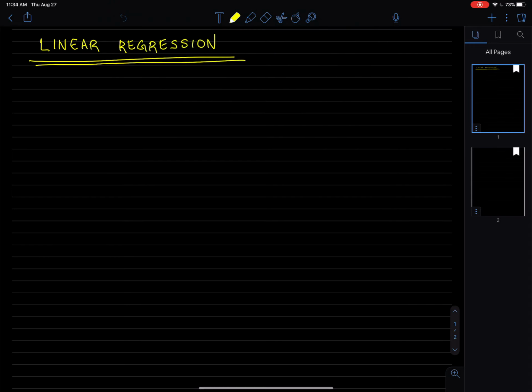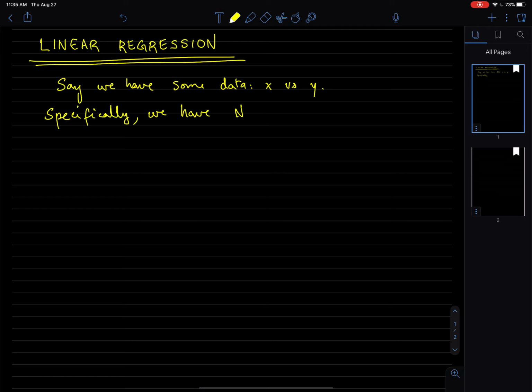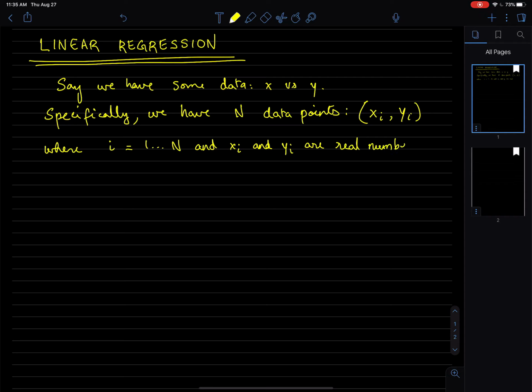Say we have some data, okay? X versus Y. Specifically, let's say we have n data points of the form xi, comma yi, okay, where i goes from 1 to n and xi and yi are real numbers, for all i.